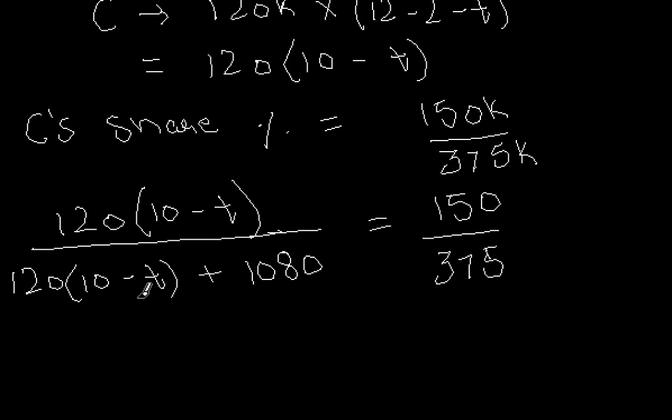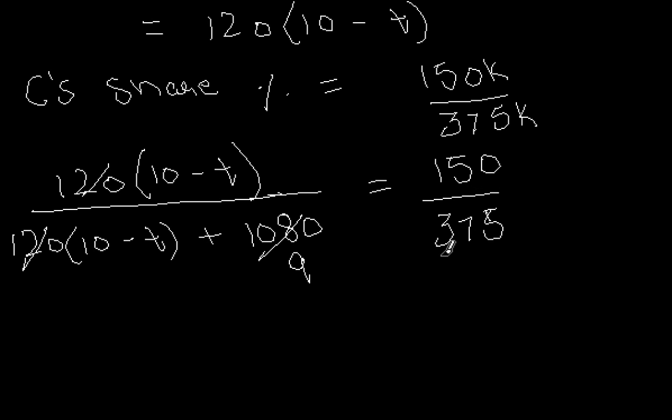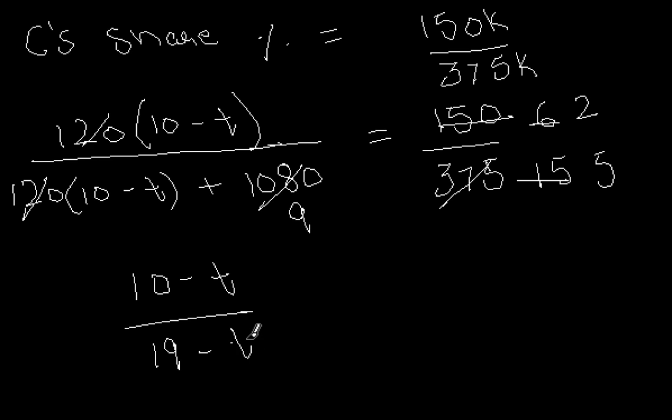Now we need to simplify this equation. How do we do that? We first cancel out the 120 from here, and 1080 upon 120 is 9. And we can simplify this further. We can first cancel it out by 25, so we have here 25, and 125 goes to 15. This goes by 6. Now it goes by 3, leaving 2 and 5. So we are left with 10 minus t upon 10 minus t plus 9, which is 19 minus t, equal to 2 upon 5.